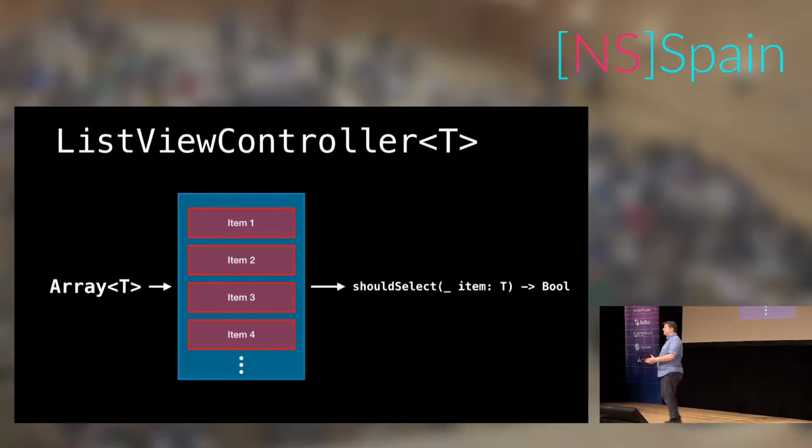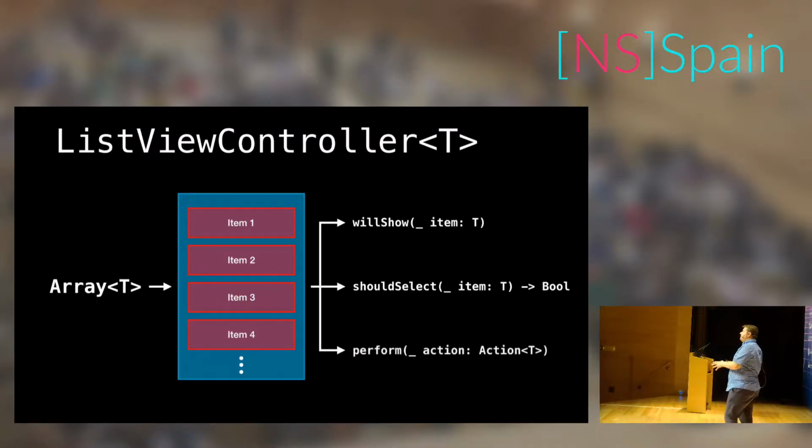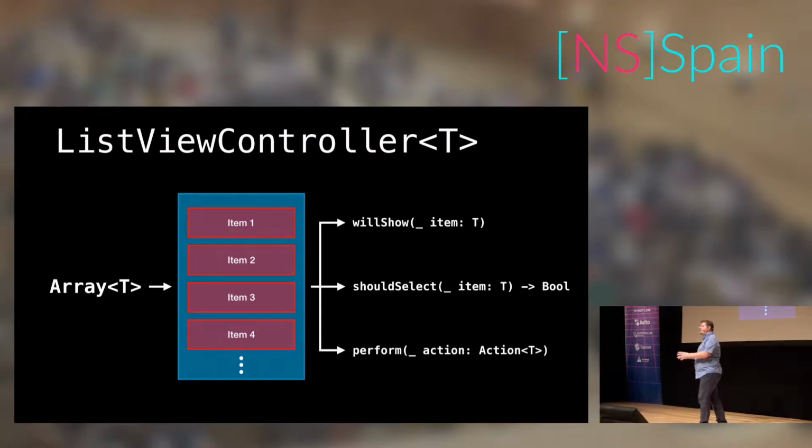Doesn't give me an index path, because that's not what I gave it. So, do I select this T value? Or, hey, I'm about to show this T value. Or maybe the list view controller knows enough to understand some contextual actions and say, hey, the user's about to perform this action, but it's an action on a T value. So T goes in, T comes out.